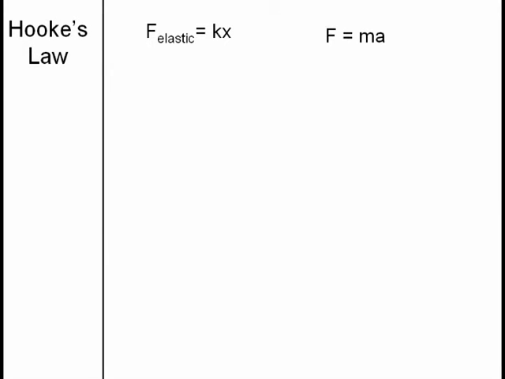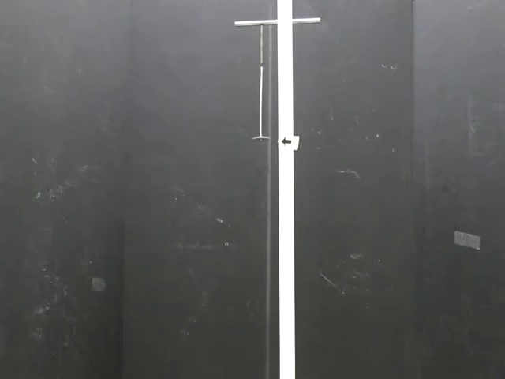Now, relating this to Newton's second law, if our force is not constant, then our acceleration is not constant. The acceleration depends on the force, and the force depends on the distance that the spring is stretched. So we'll write it like this. We'll say the acceleration is proportional to the force, which is proportional to the stretch. This is what Hooke's law is showing.